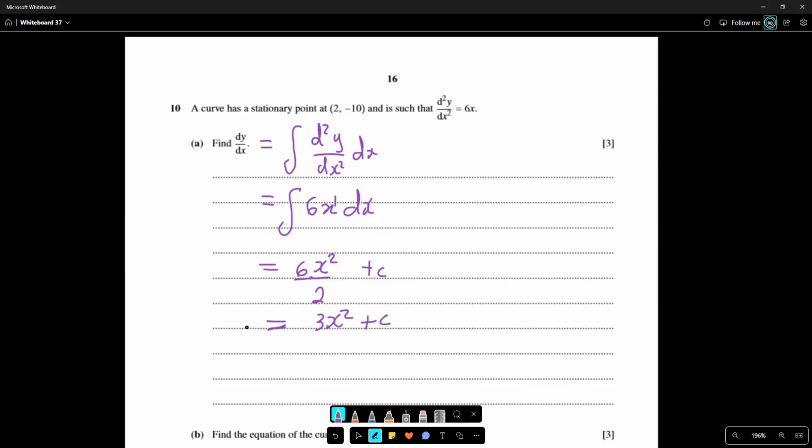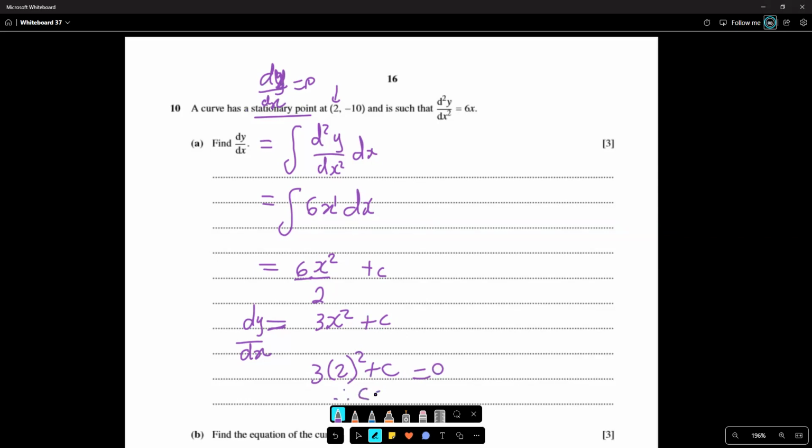And this is dy over dx. But they said the stationary point, remember on a stationary point, dy over dx will be 0. The first derivative is 0 on a stationary point, right? So we know that, okay, if the x value was 2, as shown there, this derivative will be equal to 0.